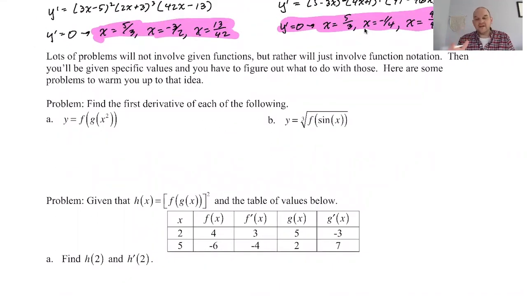A lot of the times when you're finding derivatives, especially in AP Calculus, they want to even the digital divide. Some people have a CAS calculator. If you're in my class, you have a CAS calculator. Some people don't. You need to do something to even the playing field, and one of the things you can do is just use function notation instead of giving actual functions.